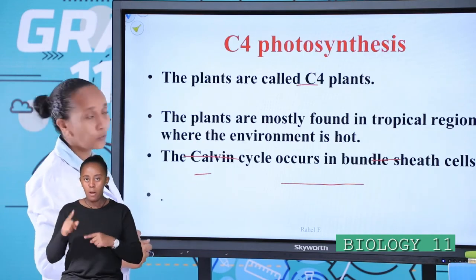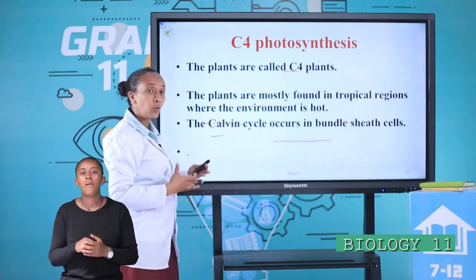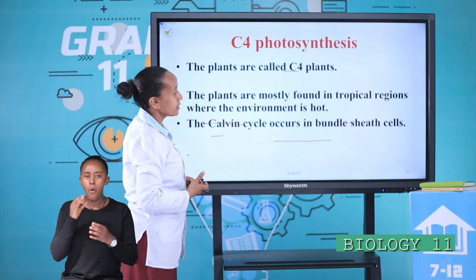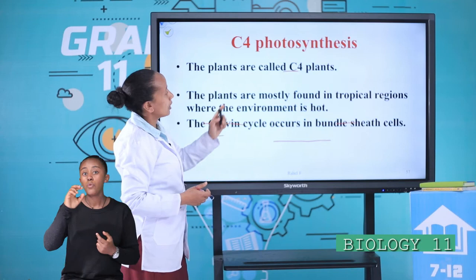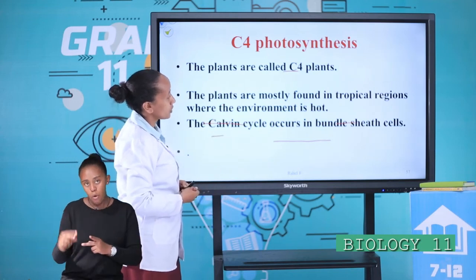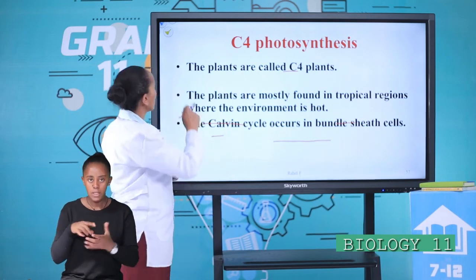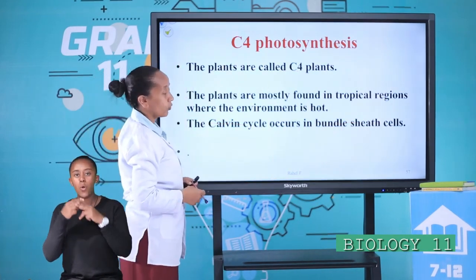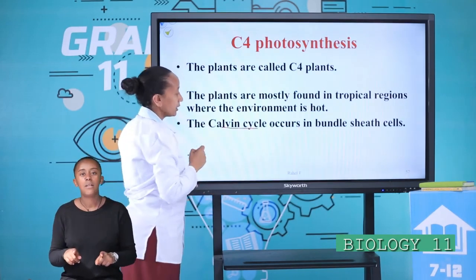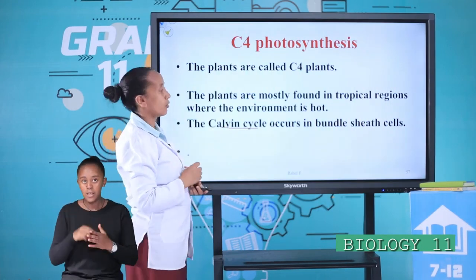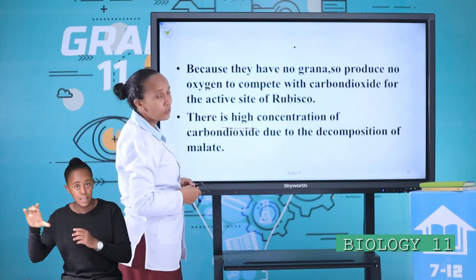When we come to C4 photosynthesis, the plants that undergo C4 photosynthesis are more found in hot areas, in hot climate, or in the tropics. And the photosynthetic process produces a 4-carbon compound in the first reaction. For that reason, it is known as C4 photosynthesis. But when we come to the Calvin cycle, it occurs in the bundle sheath cell of the plant. In case of C3 plants, it occurs in the mesophyll cell.